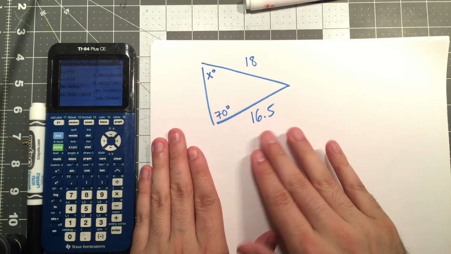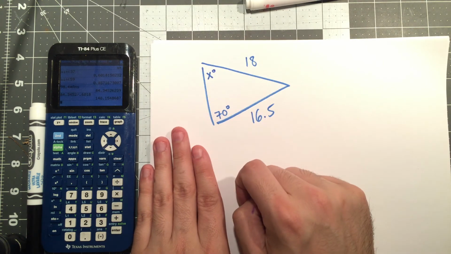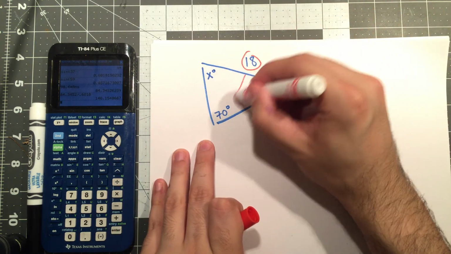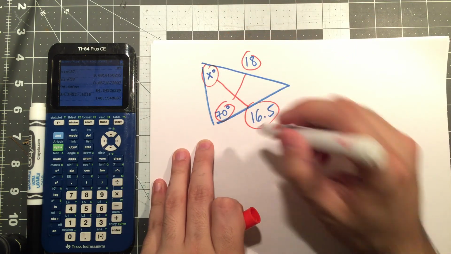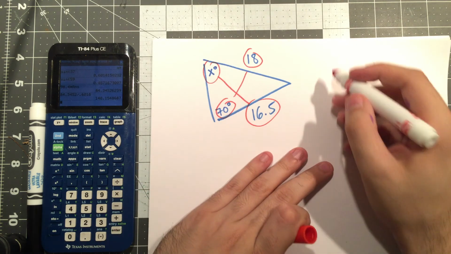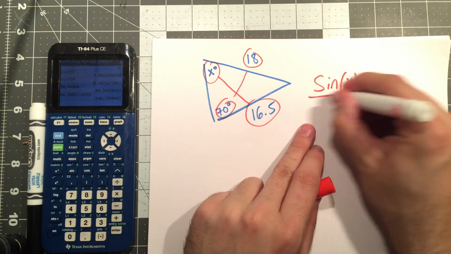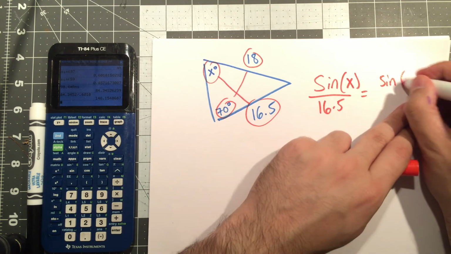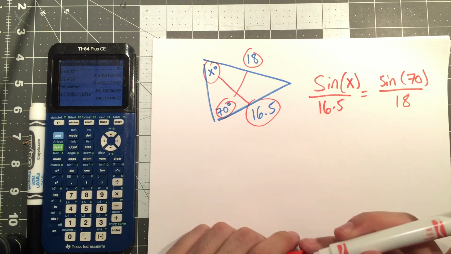We have a triangle, we have one given angle, one unknown angle, and two given sides. We have all the pieces we need. If we look here, 18 and 70, this little pair is intact, and x and 16.5, that pair is intact. Those are the two we need. Let's set them up. So the sine of x over 16.5 equals the sine of 70, angle goes inside always, over 18.